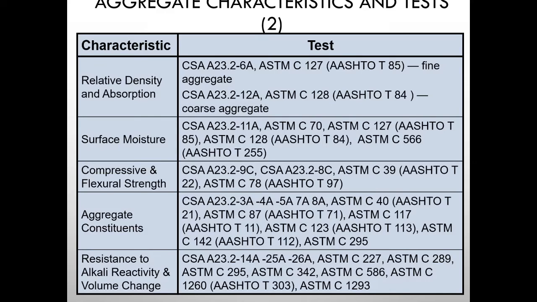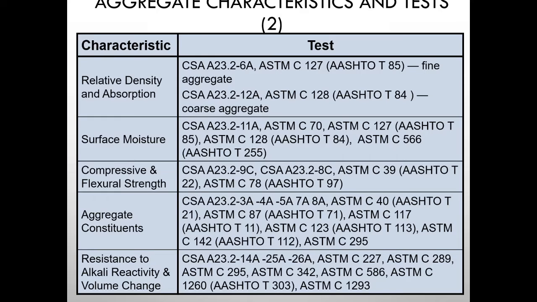Relative density and absorption. Again, important. Absorption. How much of the mixing water will this aggregate absorb, take away from our hydration process? So it's important that we know the absorption of our aggregates. Surface moisture, again, a test to determine how much free moisture do we have in our aggregates. As you know, you're going to be adding water to concrete during the batching operation. But some of that water could also be free water sitting on the aggregates in the stockpile.